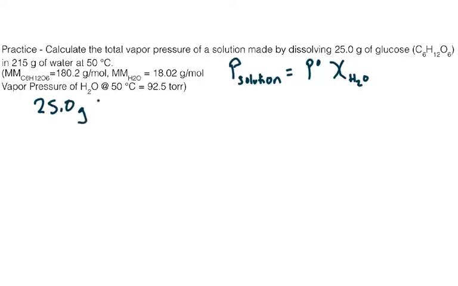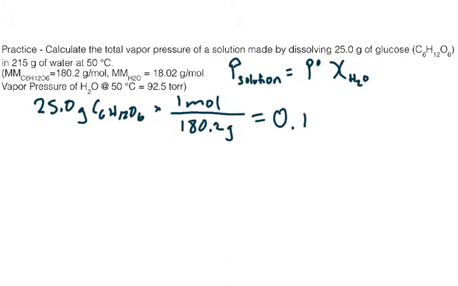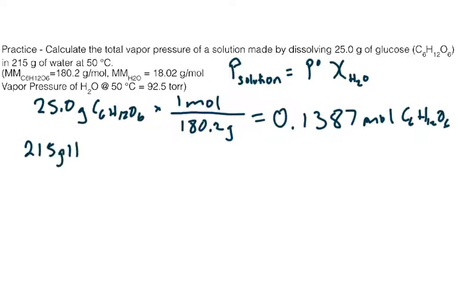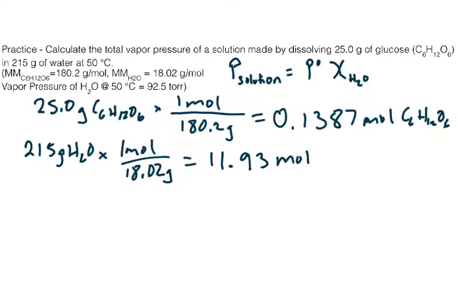So 25.0 grams of C6H12O6 times 1 mole is 180.2 grams, and we have 0.1387 moles of glucose. Then our water, we have 215 grams water. 1 mole of water is 18.02 grams. So we have 11.93 moles of water.